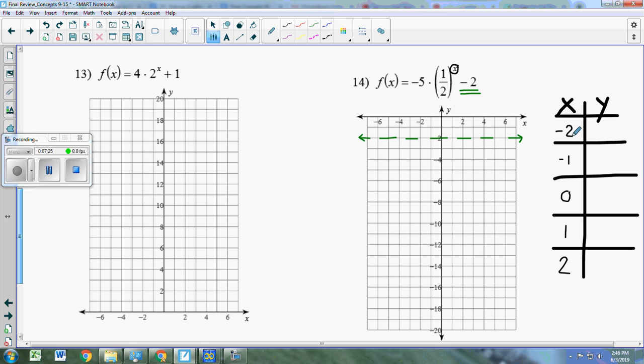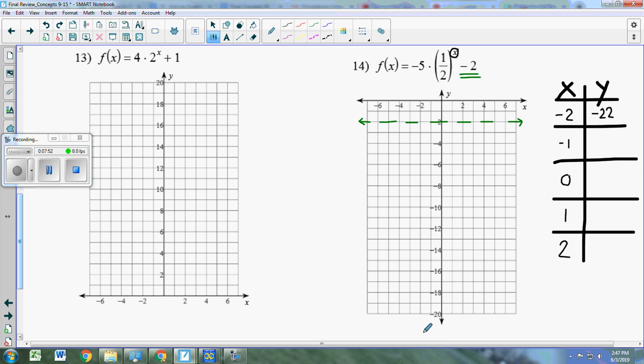So when we plug in negative 2 for the power, 1/2 to the negative second power, it flips it, so it's 2 over 1, and 2 to the second power would then be 4 times negative 5 is negative 20, minus 2 is negative 22. Okay, if you're using a calculator, you should still get that value. So negative 2, negative 22 is just off the grid. So we could imagine, these are going by ones, negative 21, negative 22. Since it's not too crazy far off the grid, we'll plot that.